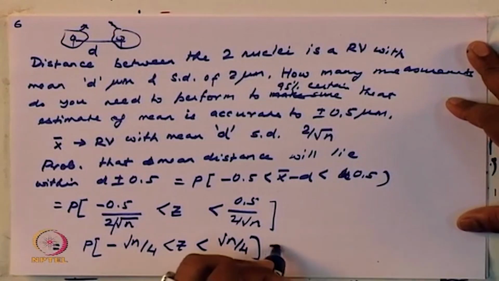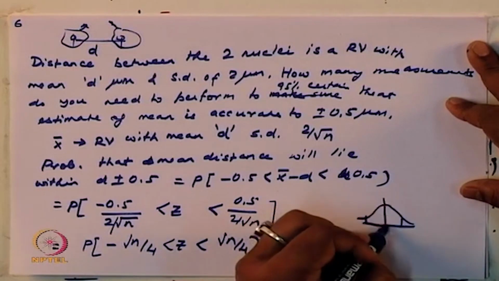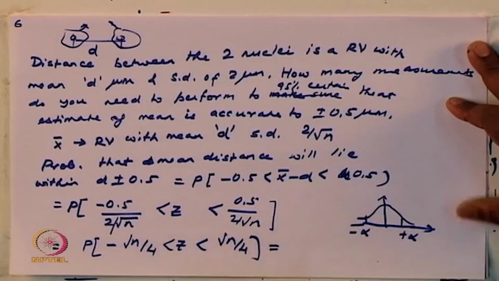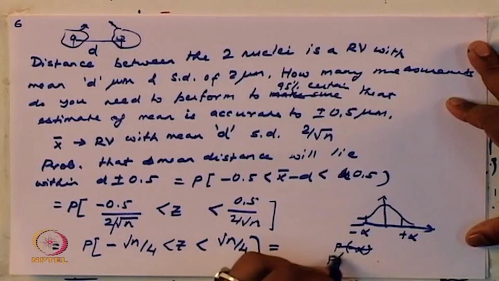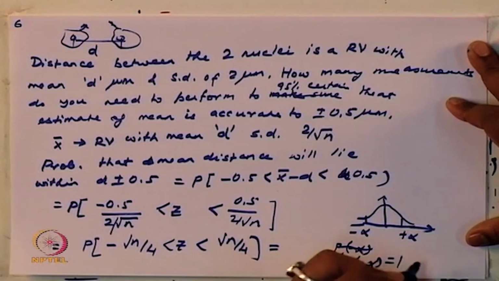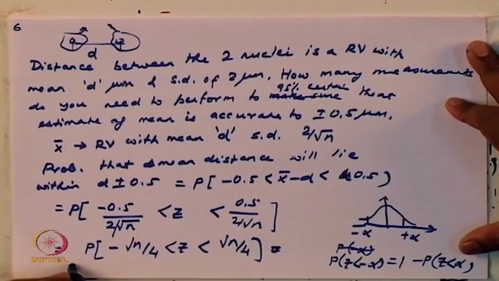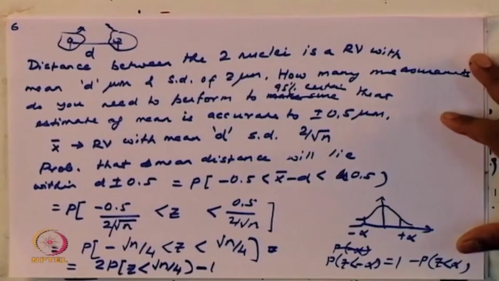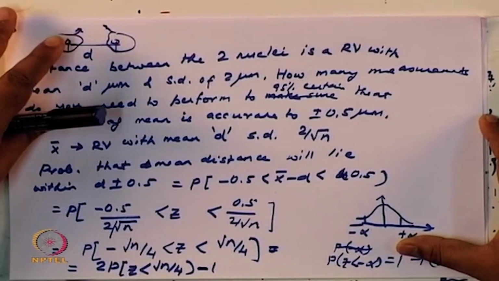So, this you can convert. If you have a standard normal distribution, and this is minus alpha and this is plus alpha, then the probability of z less than minus alpha is 1 minus the probability of z less than alpha. Invoking this, I can write this as 2 times the probability of z less than root n by 4, minus 1.